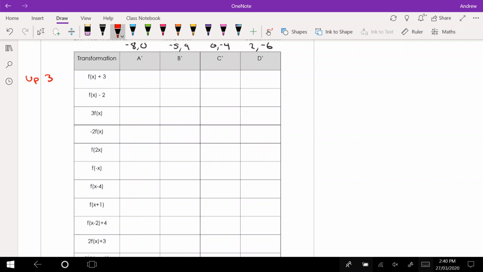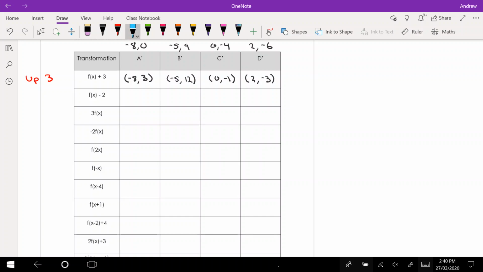If I go up 3, does that change my x-coordinate? Does that change my y-coordinate? Your y-coordinate goes up by 3. So negative 8, 0. Negative 8 is still going to be there. But what's my new y value, Hannah? Because I just go up 3, right? Here's going to be negative 5, sorry, negative 5, 12. 0, negative 1. And 2, negative 3. Every point has just moved 3 units up because that is where the graph will end up moving. Just that 3 units up.